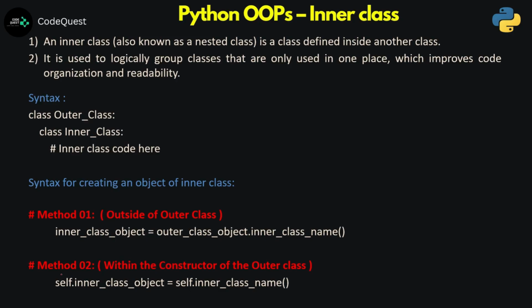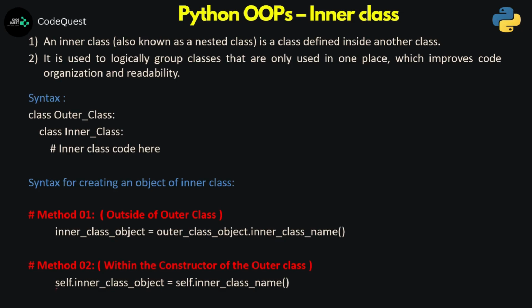Now another method is, suppose, within the constructor of the outer class. While defining the inner class inside the outer class, I may go on using the constructor of the outer class. So within the constructor of the outer class also, I can create the object of the inner class which is present within it. Now how do we do that?